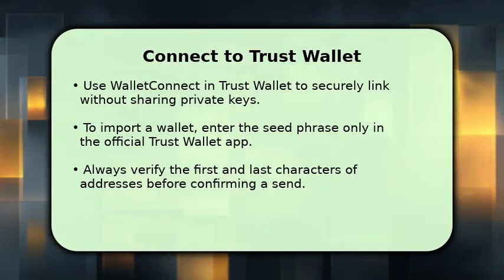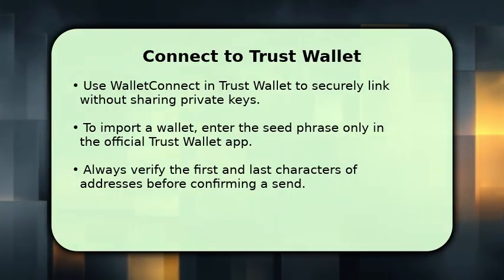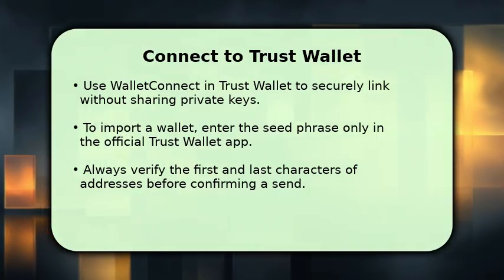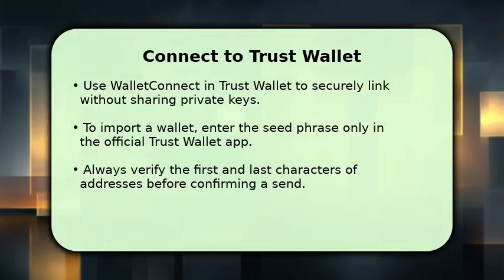Open Trust Wallet and choose Wallet Connect or Import Wallet depending on your plan. Wallet Connect creates a secure session without exposing keys. Scan the QR code or copy the address, then paste it into Coinbase Send screen and confirm network matches.